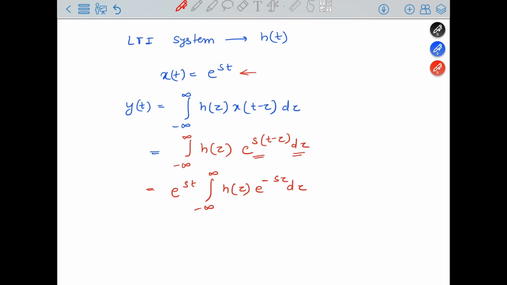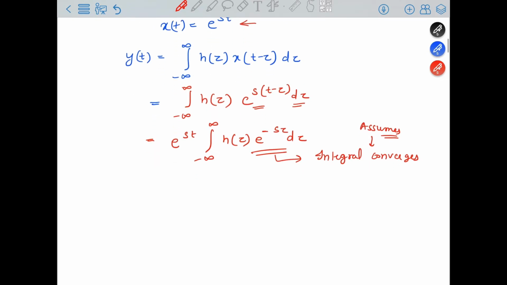And there is an assumption here that this integral converges. So we have assumed this integral to be converging. So how can we write this expression? We can write this expression as y of t is equal to h of s e raised to the power st. And this h of s is a complex constant whose value depends on s.